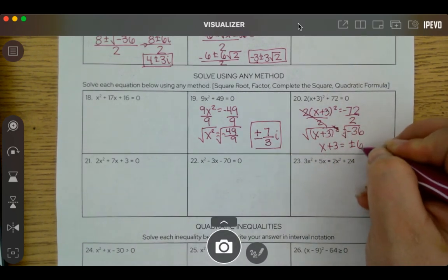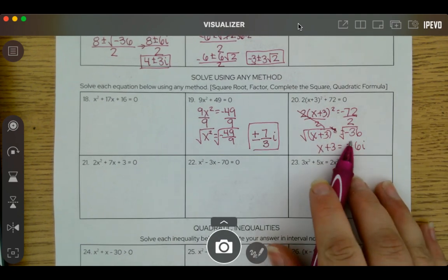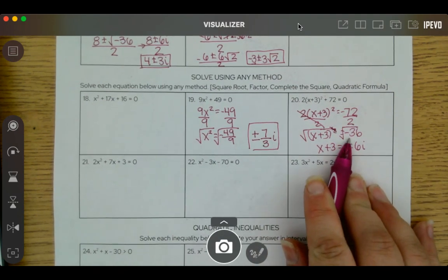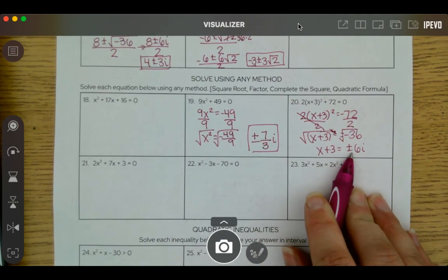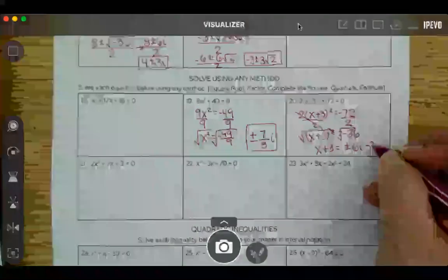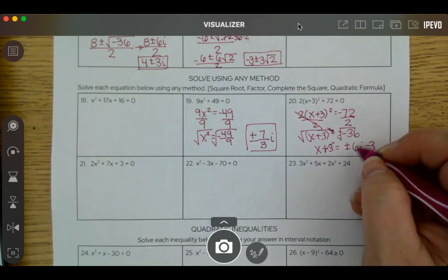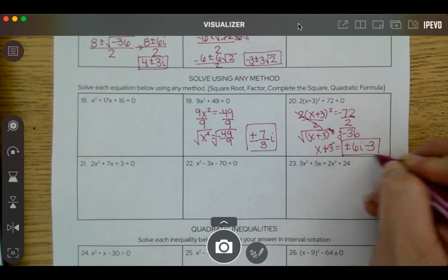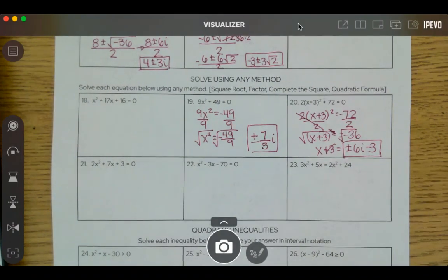And that's plus or minus 6i, which is the third time I've now done the square root of negative 36. So hopefully you paid attention to the other two. And then you subtract the 3 over. You cannot combine those because one of them has an i and the other one doesn't.